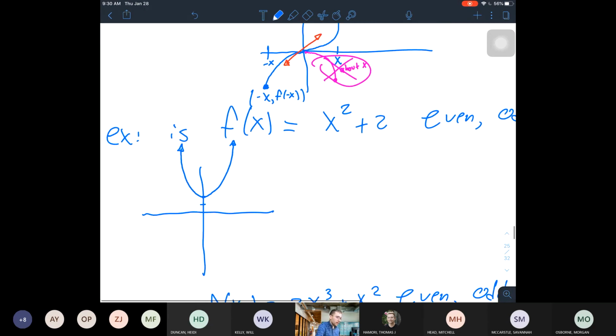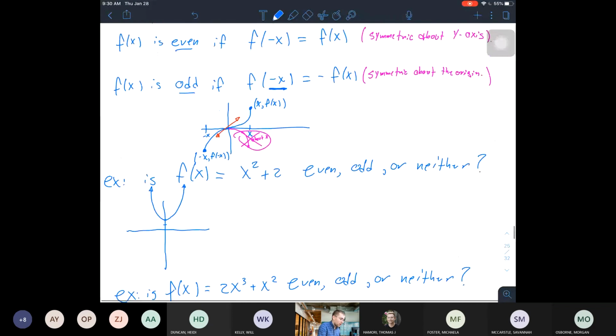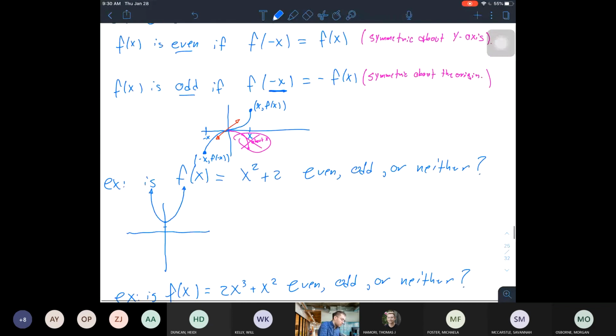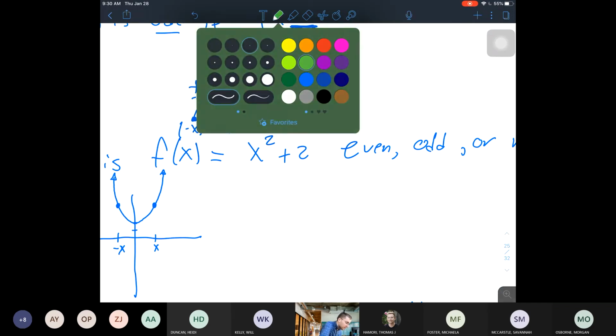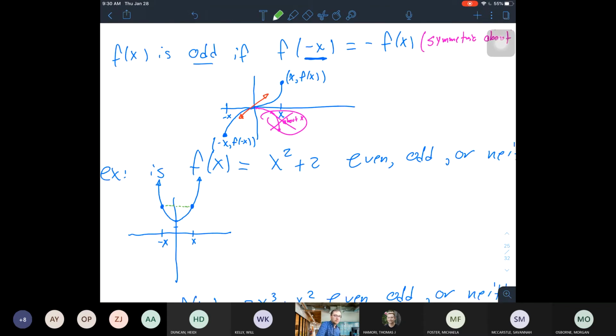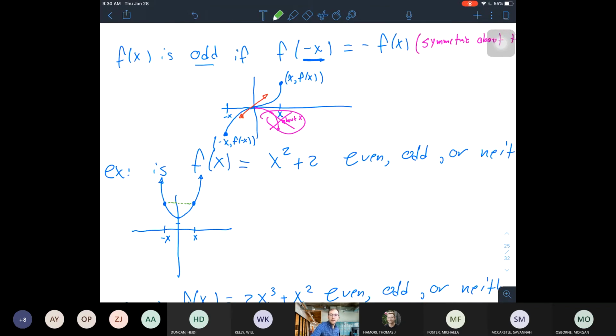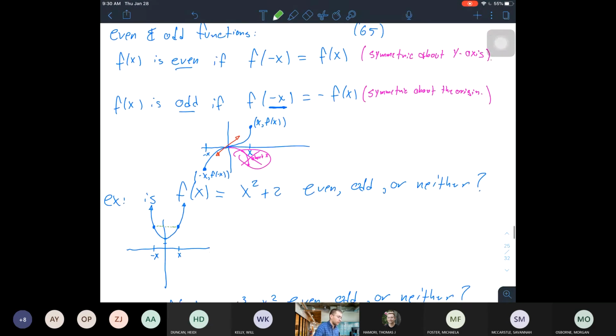By looking at the graph, I think we can see that we've already got symmetry about the y-axis. If we've got positive x here and negative x here, we're going to get 2 points and the height is going to be the same, right? So we can see graphically that we already expect this function to be even.